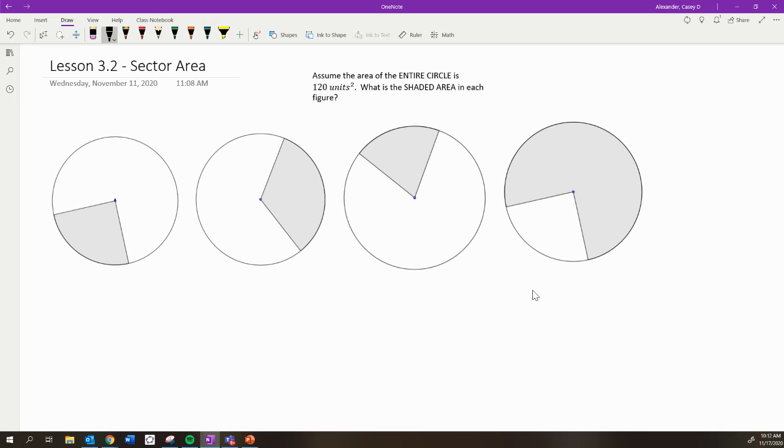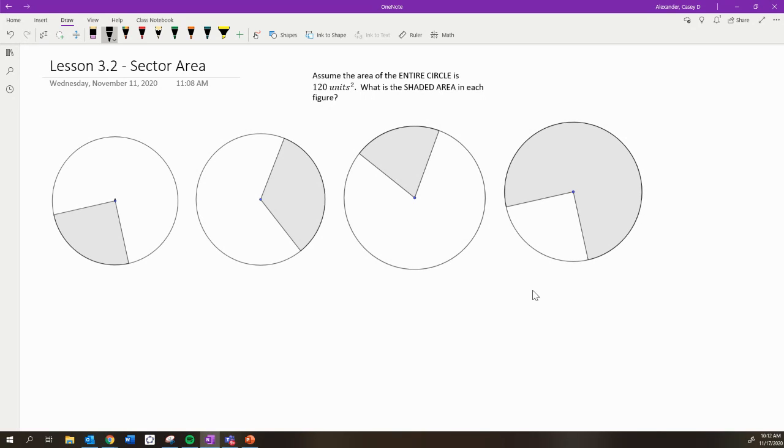So what we did in class to begin with was we said, let's assume the area of this entire circle is 120 square units. And then I asked everybody to try to figure out what is the shaded area in each figure. And of course, the main thing that you need to do is figure out, well, what fraction of the circle is actually filled in. We started with this one, which is pretty easy.